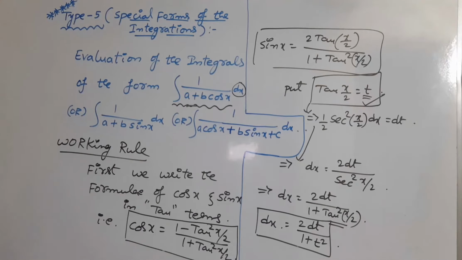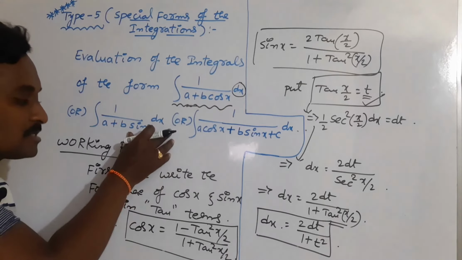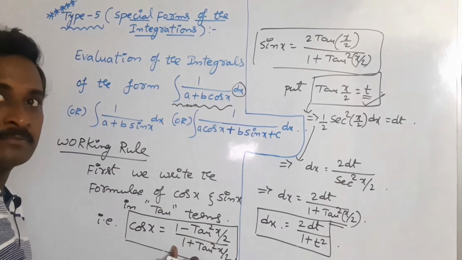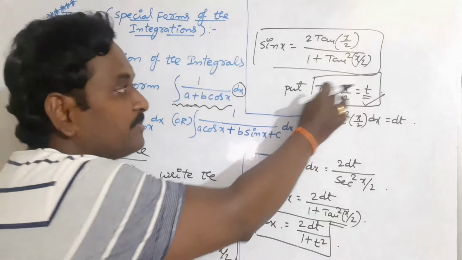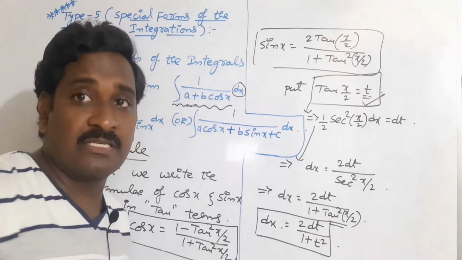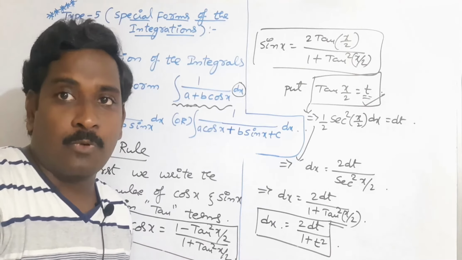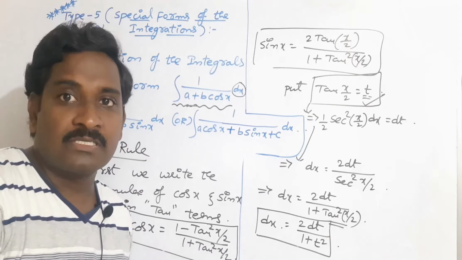So to solve this type of problems, first of all we should replace cos and sin values in terms of tan. After that, replace tan x by 2 is equal to t. Automatically dx becomes 2 dt by 1 plus t square. This is the working rule to solve this type of problems. I will give the example now.